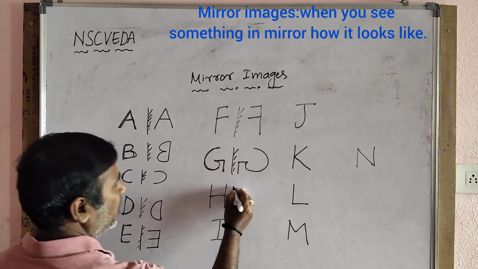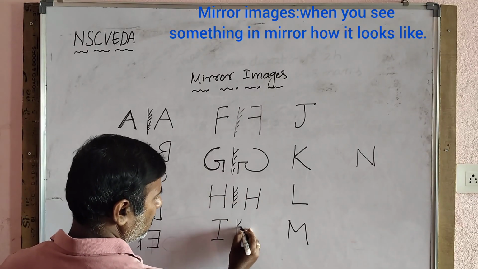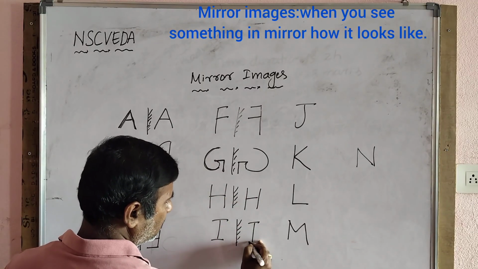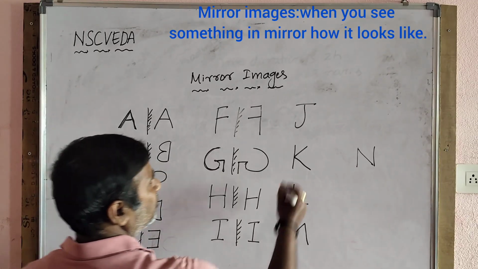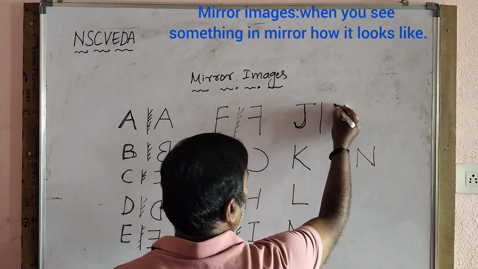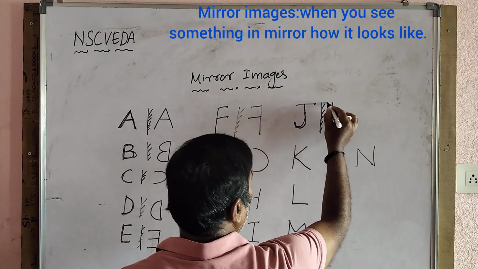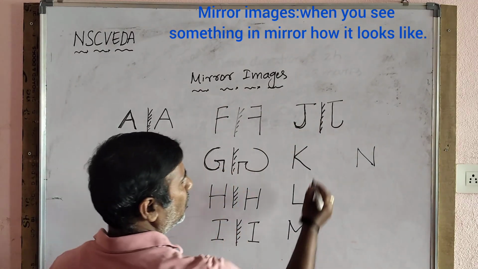G. H is very simple. This is H. Next, I will look like this. I. J, you see a standing line and this curve is going away from the mirror. Standing line, the curve should go away from the mirror. This is a sleeping line. Next, K.